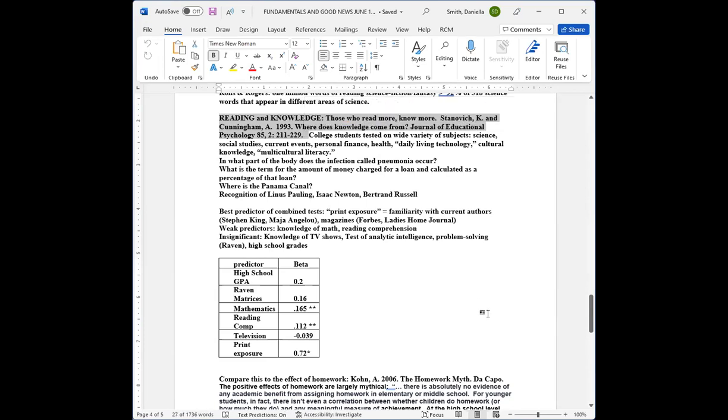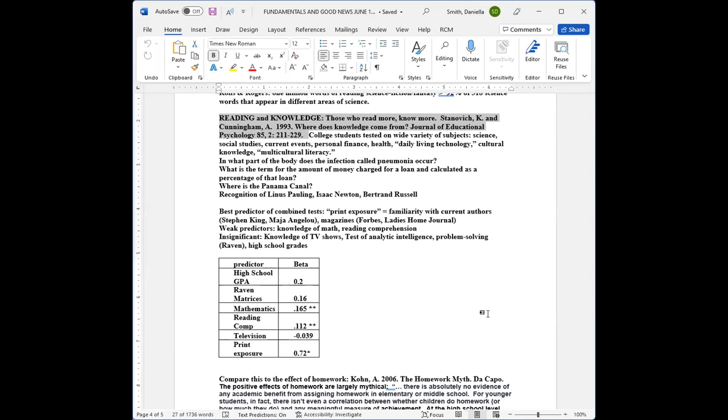I would say these are good tests of what people should know when they graduate high school. It is what we'd like them to know. Science, for example, what part of the body does pneumonia occur in, the lungs, all that. Who is Linus Pauling? Who is Isaac Newton? Are you familiar with these words? So it's tests of science, tests of history, social studies. Where is the Panama Canal? Tests of current events, daily living technology, which is what we need all the time. Multicultural literacy. Who was Bertrand Russell? This kind of stuff. They gave them these tests.